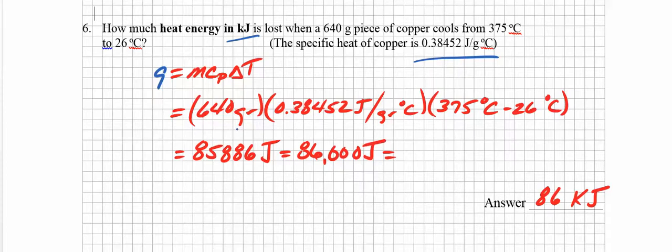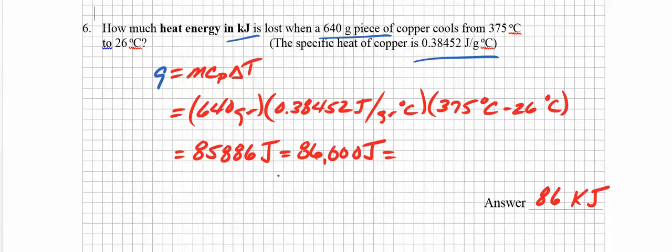That's equal to 640 grams. They tell me it's a 640 gram piece of copper times the specific heat for copper. It has to be for copper because that's the substance we're dealing with. 0.38452 joules per gram per degree Celsius. That goes right here. Times the change in temperature. Remember, I'm going from 375 to 26 degrees Celsius. We'll take the difference in degrees Celsius. When I multiply all that across, here's the number I get.